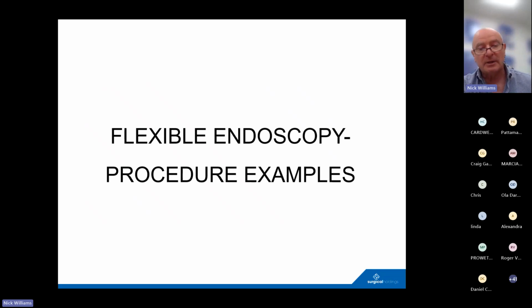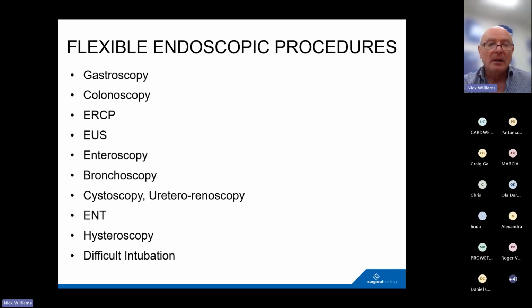Let's look at how the scopes are actually used. So I've listed a number of oscopies there which use flexibles. I'm sure there are a few more weird and wonderfuls but those are the main ones. GI is the biggest area for flexible endoscopy. So upper GI or lower GI, gastroscopy or colonoscopy, ERCP, which I'll come back to, endoscopic ultrasound, enteroscopy, which is small bowel endoscopy, and then bronchoscopy for the lung, cystoscopy.